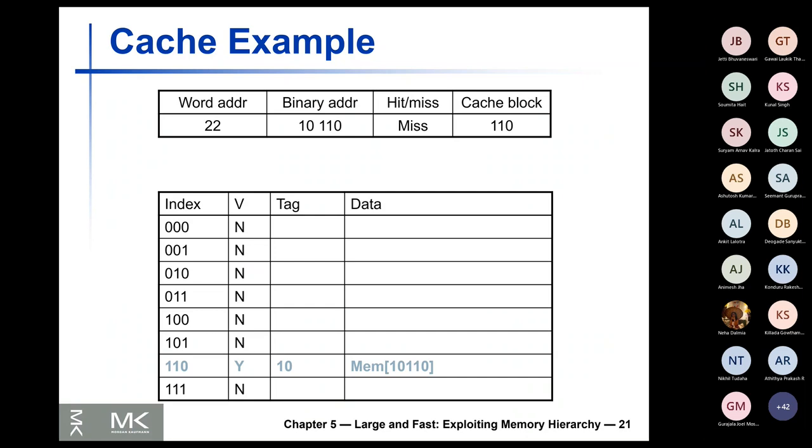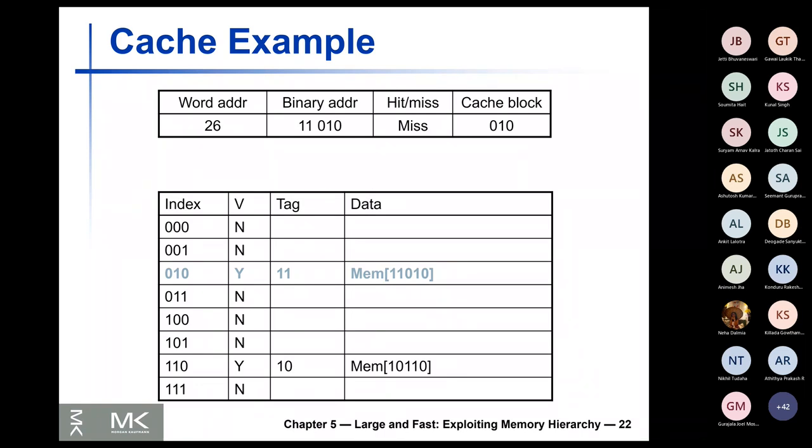Now the valid bit is turned to Y. Why? Because the data was actually brought from memory to the cache. The next address it searches for is 26. In binary, that is 11010. So it goes to index 010. Of course, it is a mandatory miss because nothing was present there. The valid bit was no. And the cache block is 010.